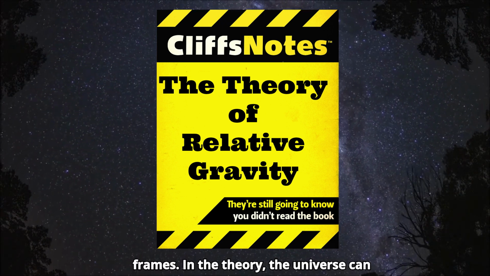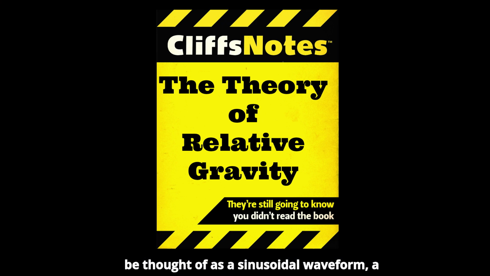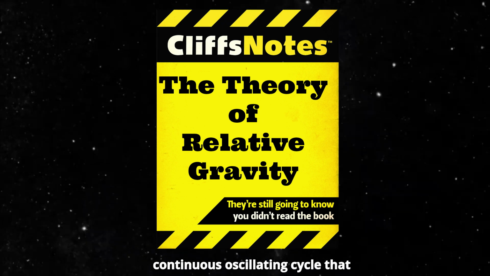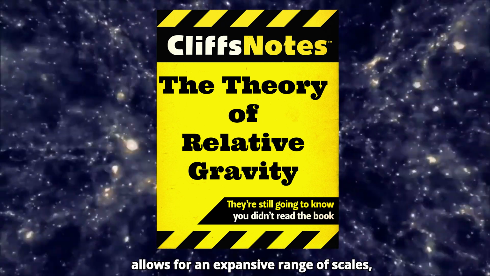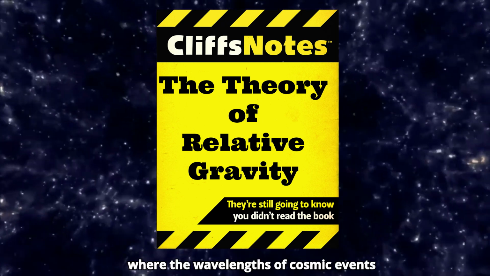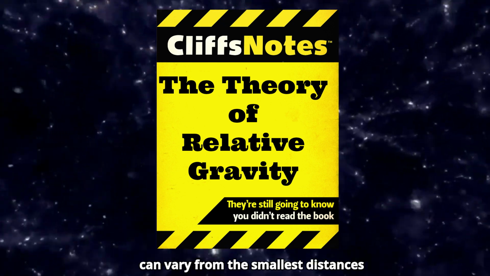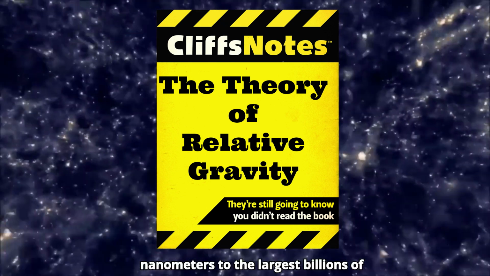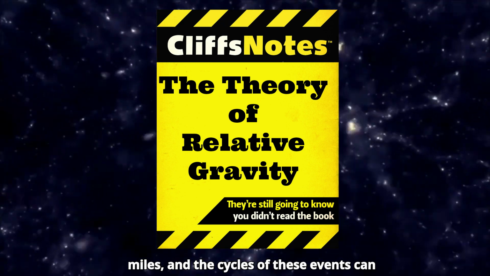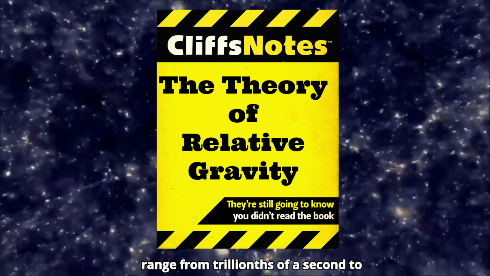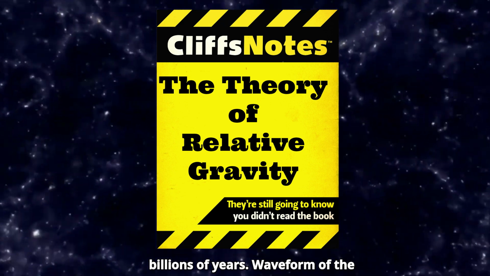Spatial time, a continuum of waveforms and reference frames. In the theory, the universe can be thought of as a sinusoidal waveform, a continuous oscillating cycle that represents spatial time. This framework allows for an expansive range of scales, where the wavelengths of cosmic events can vary from the smallest distances, nanometers, to the largest, billions of miles, and the cycles of these events can range from trillionths of a second to billions of years.